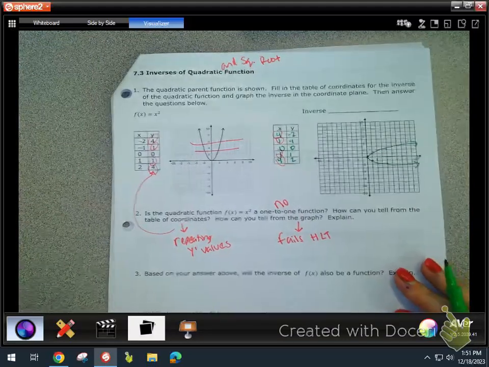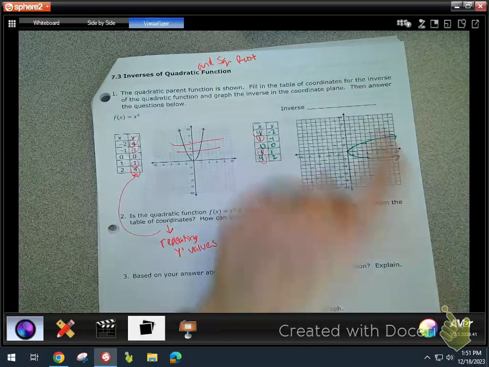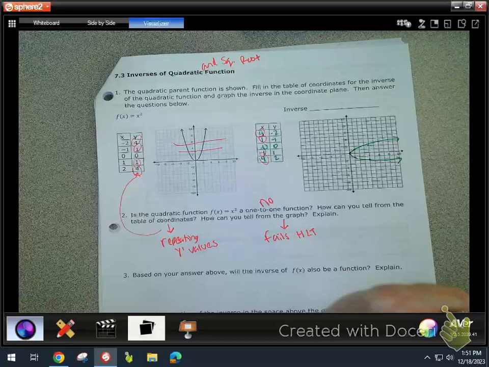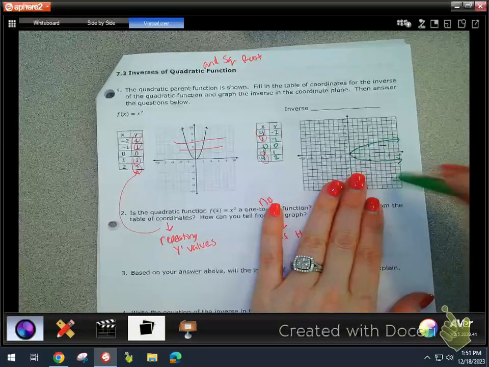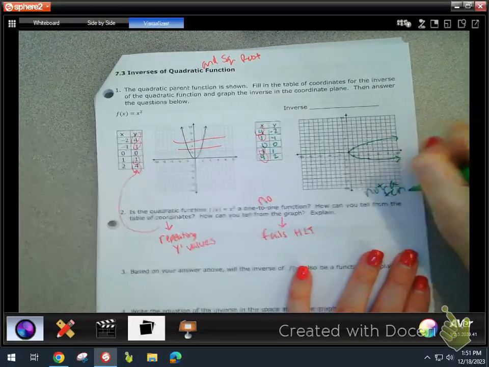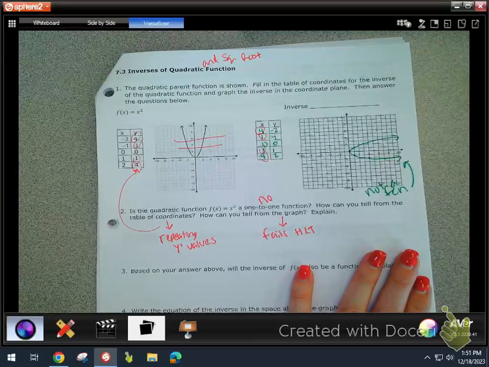And if you look at that graph, it's not going to pass what test? The vertical line test. Okay? This isn't going to pass the vertical line test. So that's why this is not a function. Okay? Not a function right here. Okay? Repeating x's fails the vertical line test.